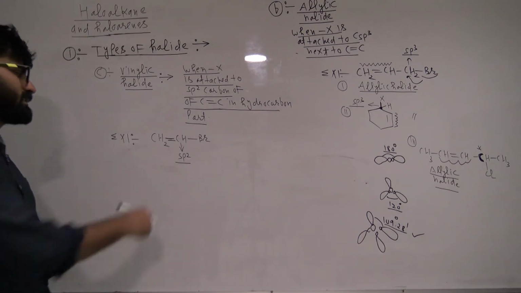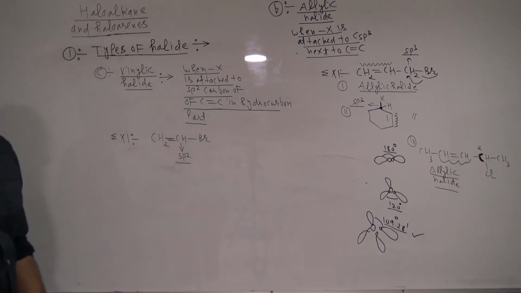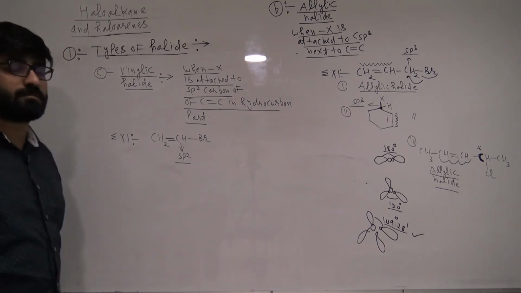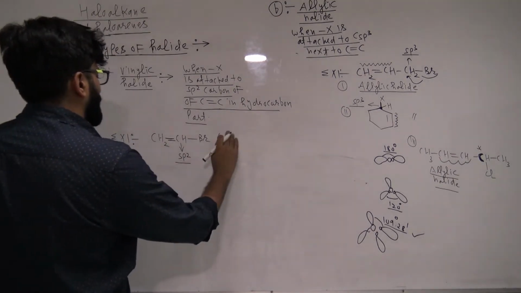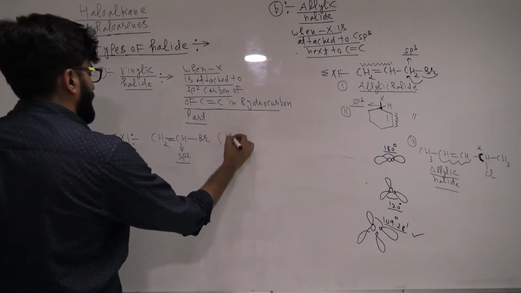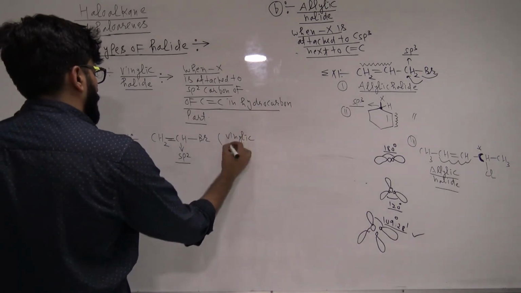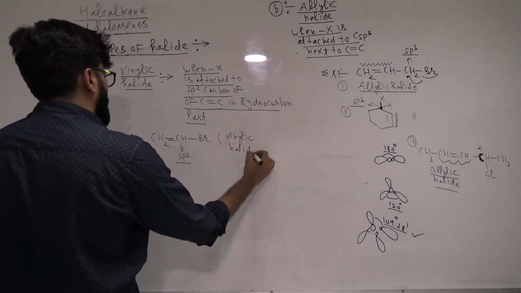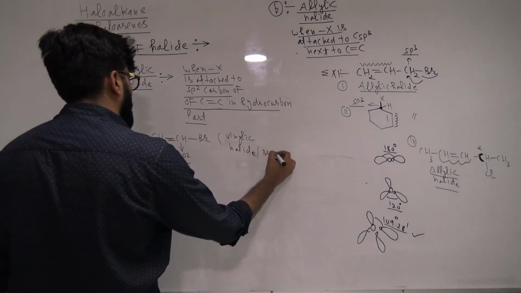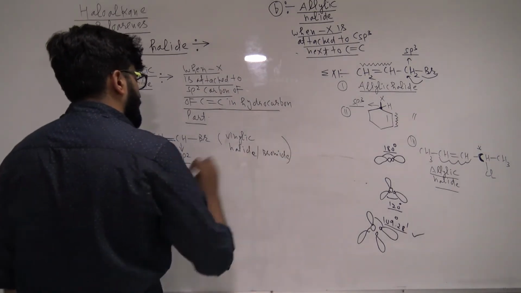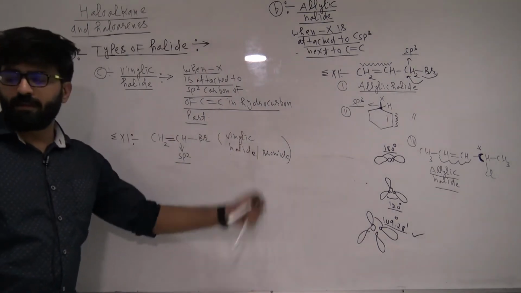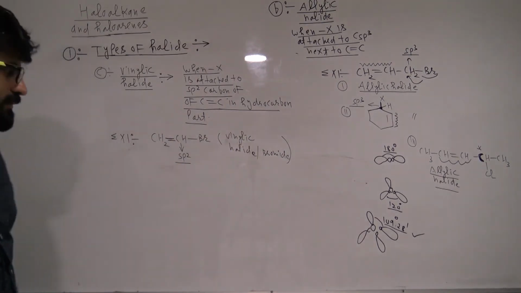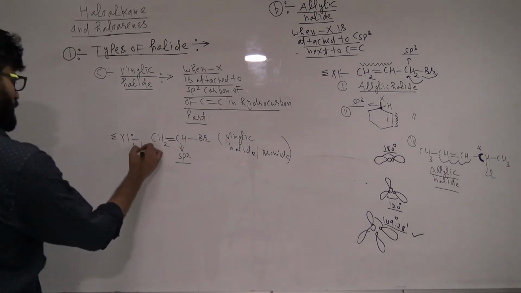Now, the halogen is attached directly to the double bonded carbon, which has hybridization sp2, right? Its common name is also very famous. It is known as vinylic halide. We also call it vinylic bromide. Later on in this chapter, we will do some questions based on this particular fundamental also, right? This is your question number 1.